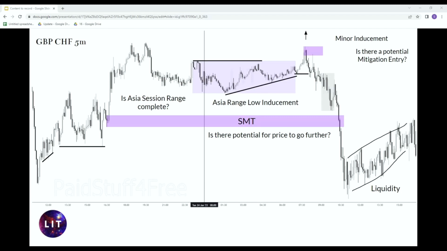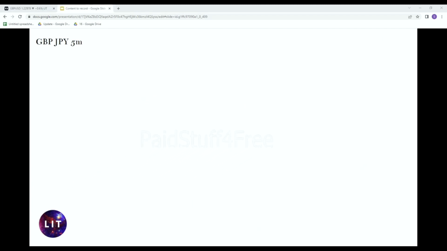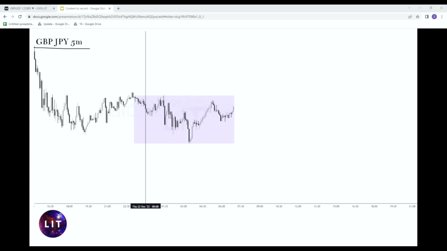So let's check out another pair and another day. So in our next example, we are indeed covering GBP JPY on the 5M. As always, we do stick to the 5M for the overview, and then we go down into the 1M for the more juicy stuff like entries. So if we first bring up the chart, that would be helpful. We have got Asia range, and you know the first question you must ask yourself, is Asia range complete? I can tell you it is complete.